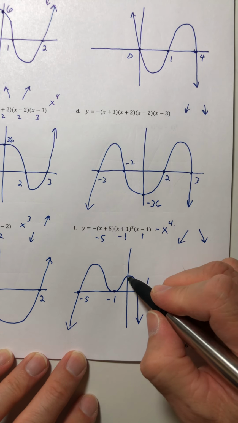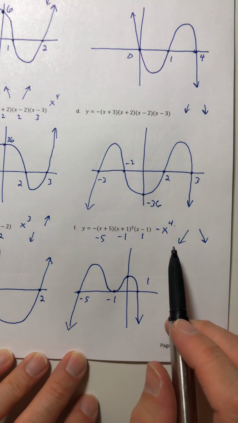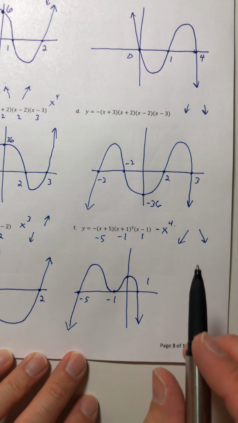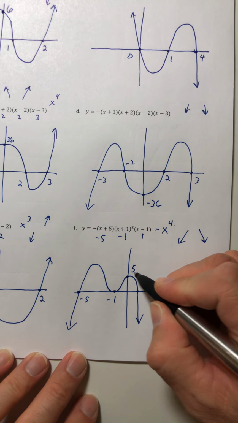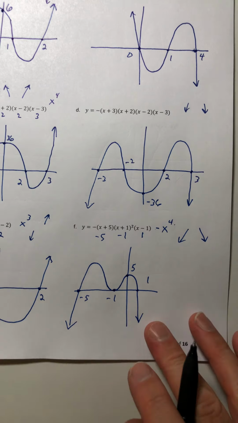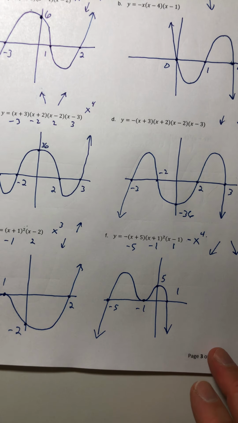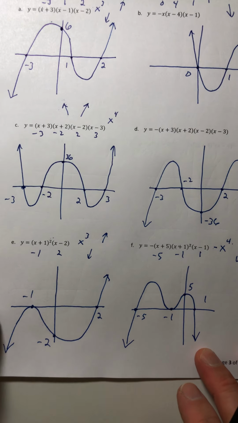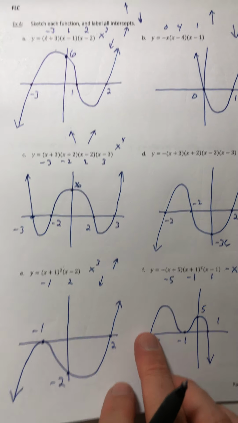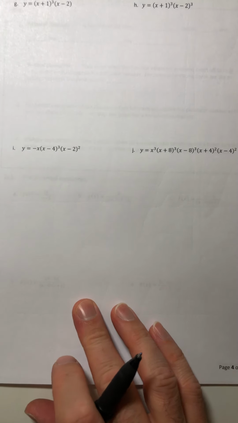Okay, so there's your curve. And then the y-intercept, plug in 0 for x, and the y-intercept comes out to be a +5. Okay, so that's how the bounces are going to work. Let's try some of the other kinds.